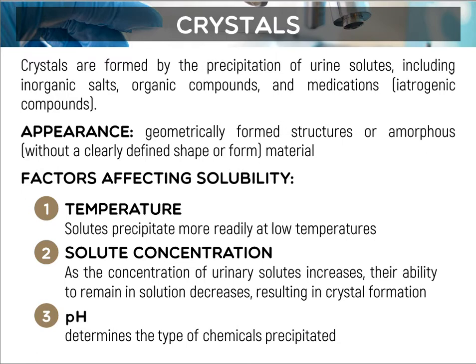So factors affecting solubility. First, your temperature. Solutes precipitate more readily at low temperature, of course. Therefore, the majority of crystals form in specimens at room temperature or that have been refrigerated before testing. Next factor, solute concentration. As the concentration of the urinary solute increases, their ability to remain in solution decreases, resulting in crystal formation. And lastly, pH. It determines the type of chemicals precipitated, so there are crystals in alkaline urine and crystals we see in acidic urine, okay?